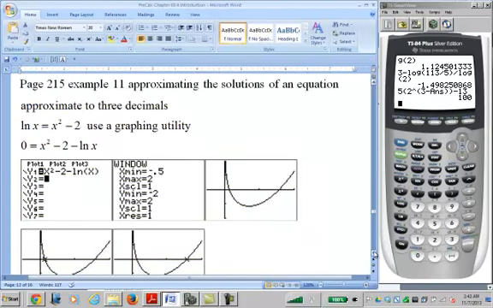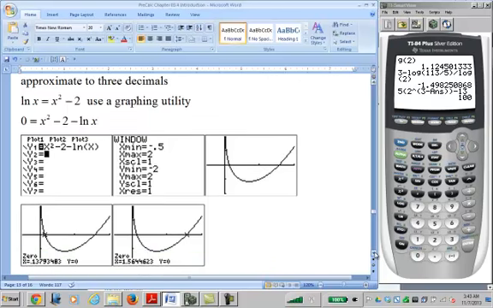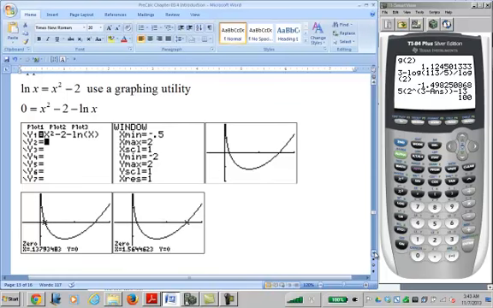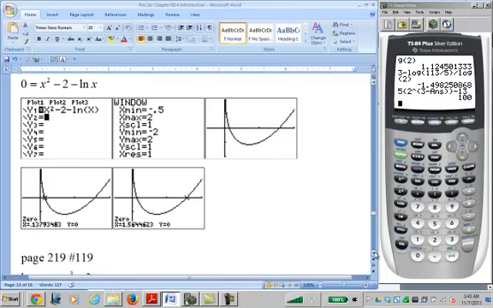Example 11, approximating the solutions of an equation to 3 decimals using a graphing utility. So we got ln of x equals x squared minus 2. Make the whole thing equal to 0 and put it in the graphing calculator. So you got x squared minus 2 minus ln of x. Now the thing you have to mess around with is the window. So you can see my window here, and you can see my graph, and then I use the calc function, second trace, and all of that to find the two zeros.